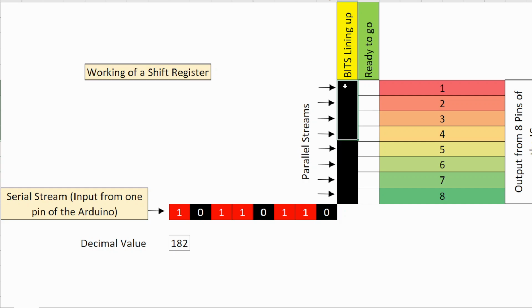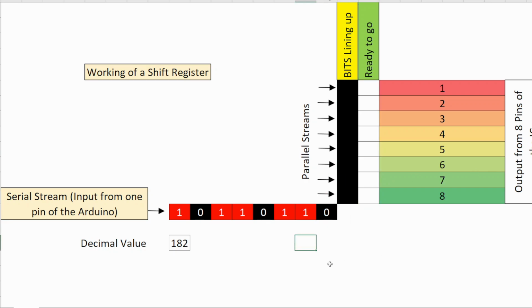The bits which are lining up here will not actually produce any result out from the IC. Why? Because they are not ready to go. When they are ready to go, they are supposed to come into the ready to go area, and then they will come out from the 8 pins of the IC.